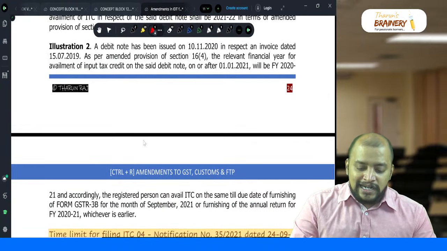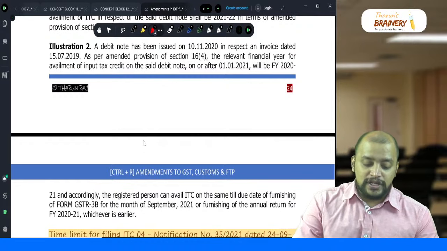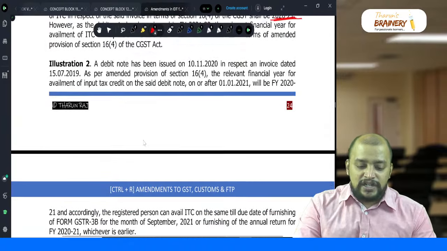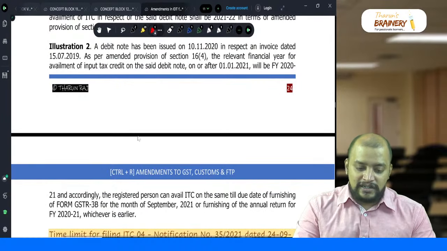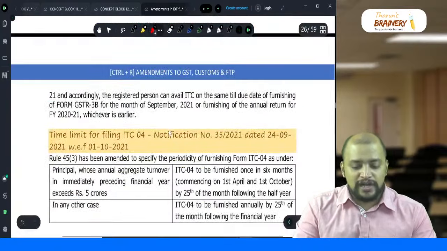And accordingly, so we need to take 2021 30th, like 20th October 2021 or the date of filing annual return for the financial year 2021, whichever is earlier. Okay, that is this. So from these two illustrations, what is it that you can understand?